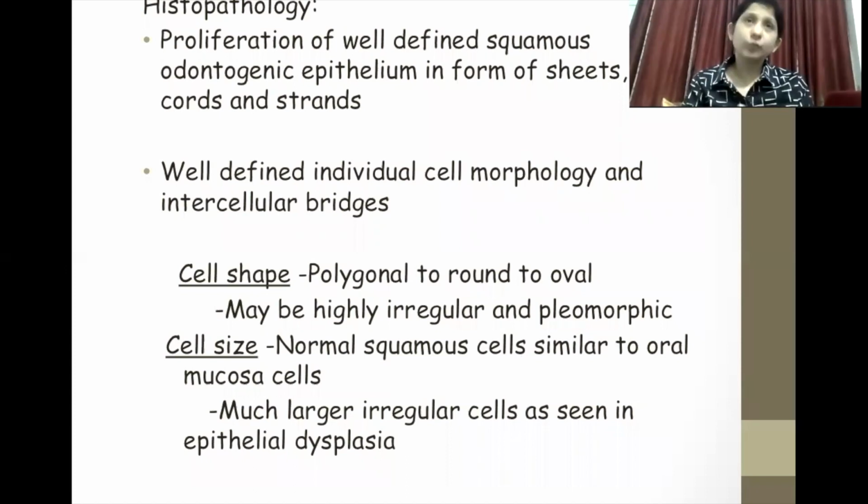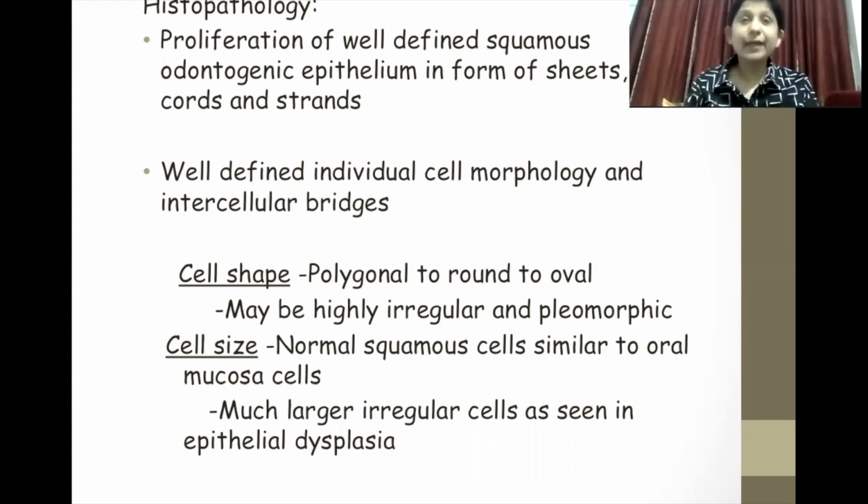Now, histopathology. We've already spoken about the histogenesis of this lesion. I said that it arises from the stratum intermedium, which means that it has the capability of calcification, because stratum intermedium is very rich in alkaline phosphatase. So in this particular tumor, you would actually find proliferation of well-defined squamous odontogenic epithelium in the form of sheets, cords, or strands. There's a typical feature of the epithelium where epithelial cells lie close to each other, and they have prominent cell junctions. So cell junctions are very prominently seen in this particular tumor.